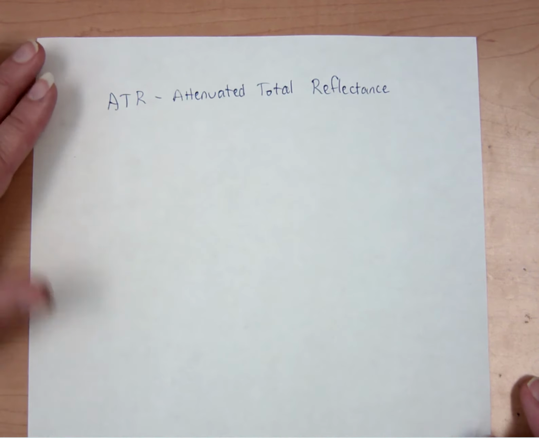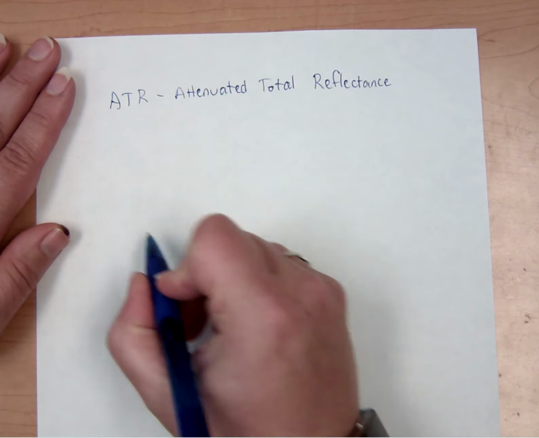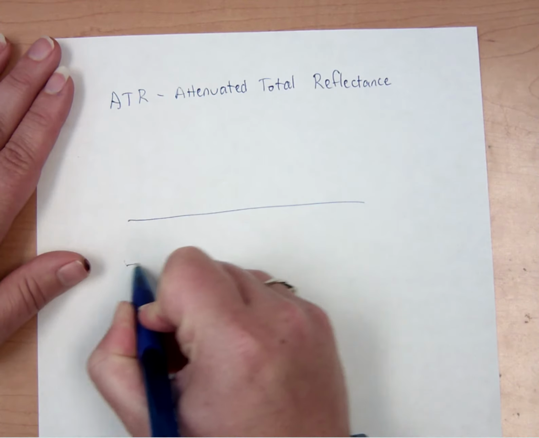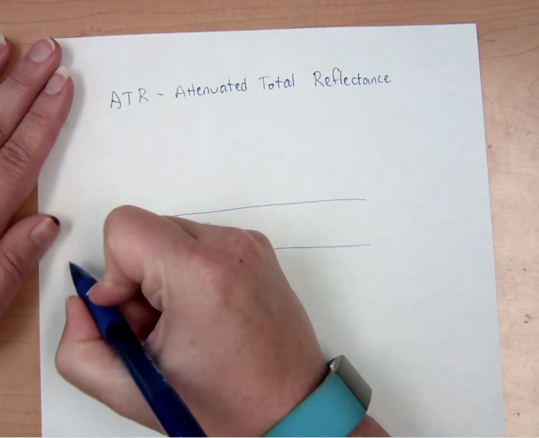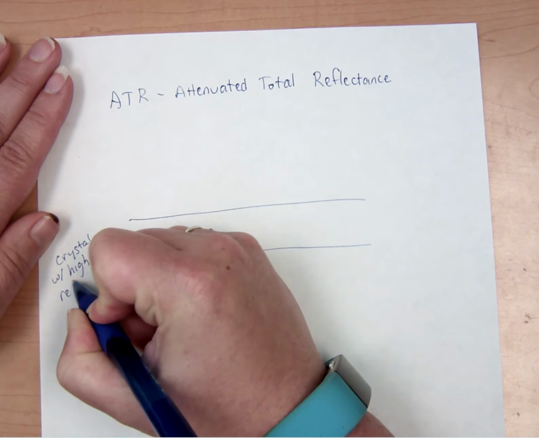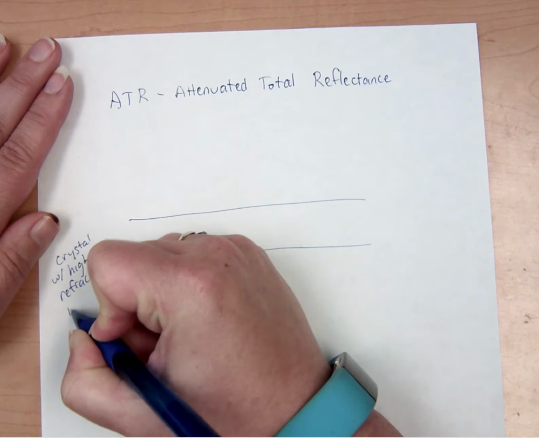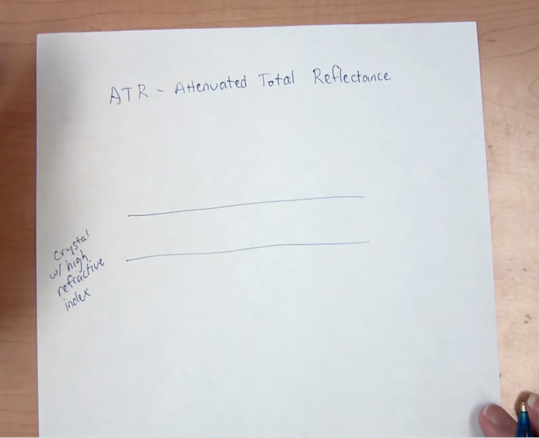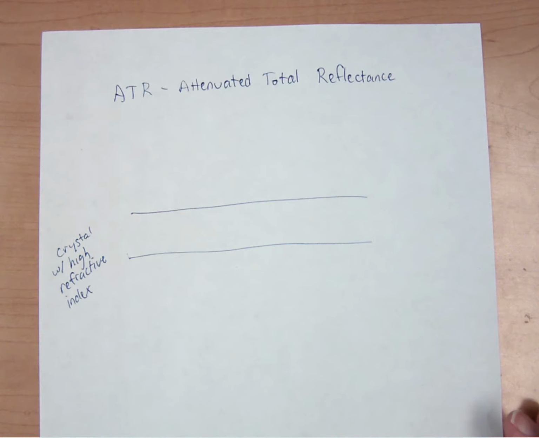Okay, so in this case, what we have here is a crystal that has a really high refractive index. And if you think back to physics, you might think about Snell's law and how when light goes from one medium to another medium with differing refractive indices, you get a change in the angle with which the light is moving. So it changes in angle based on the refractive index.